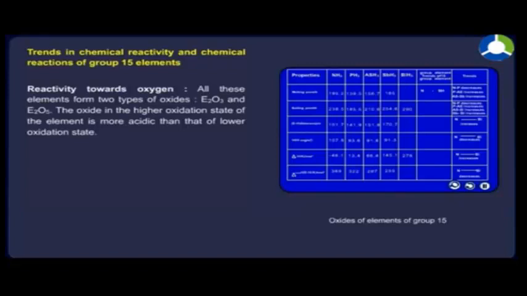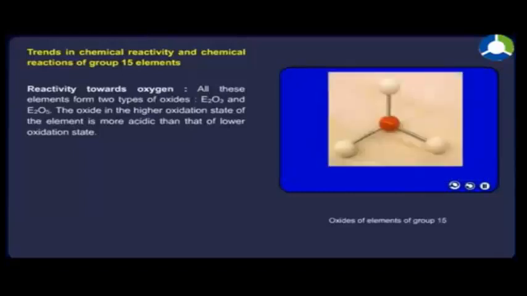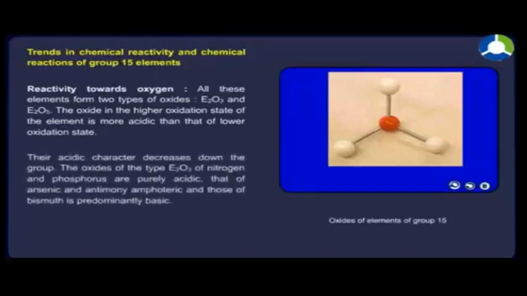Reactivity towards oxygen. All these elements form two types of oxides, E2O3 and E2O5. The oxide in the higher oxidation state of the element is more acidic than that of lower oxidation state. Their acidic character decreases down the group. The oxides of the type E2O3 of nitrogen and phosphorus are purely acidic, that of arsenic and antimony amphoteric, and those of bismuth is predominantly basic.